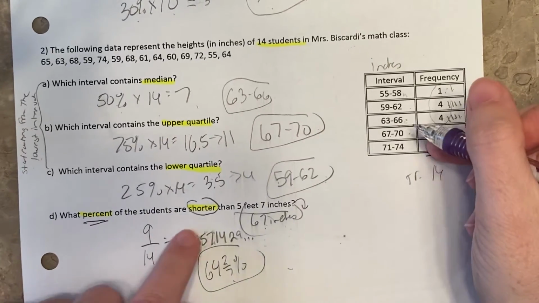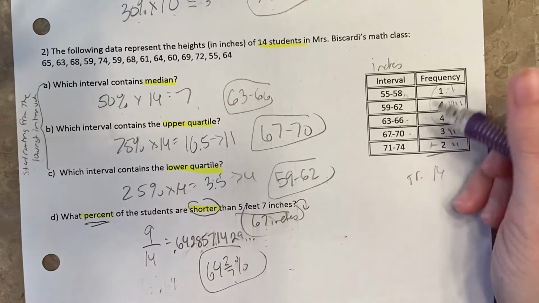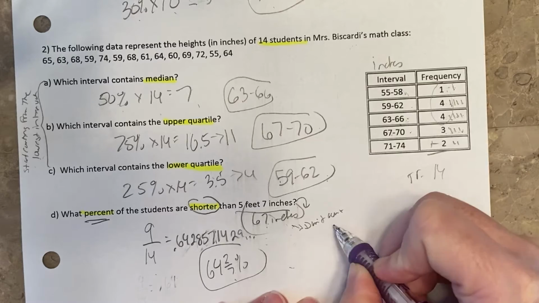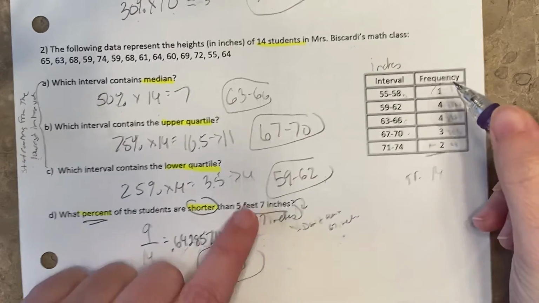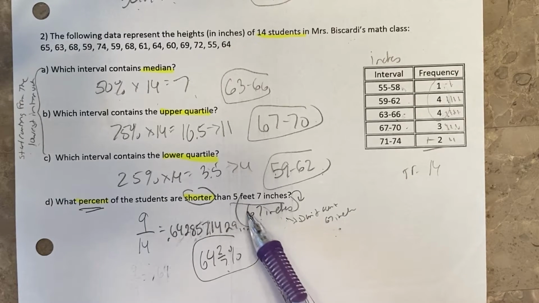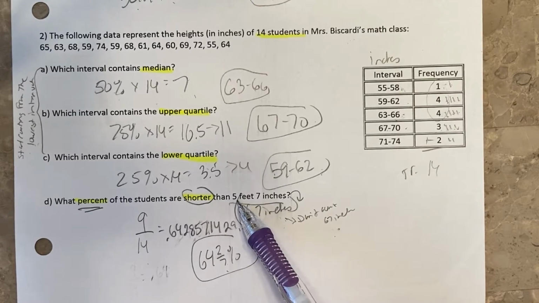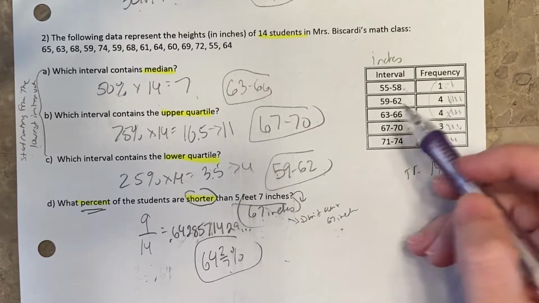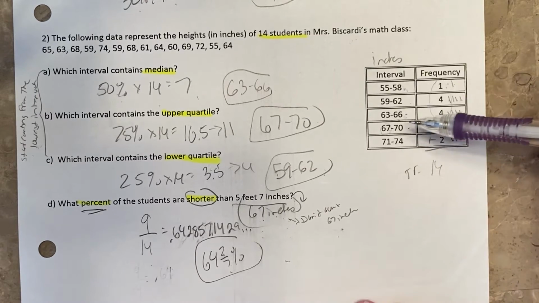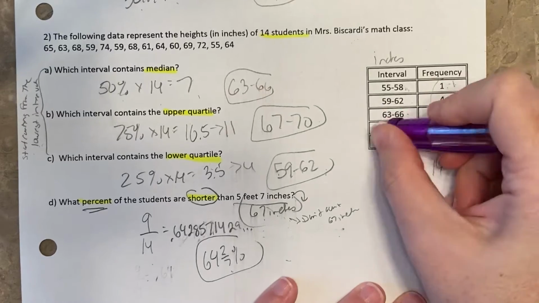What percent of the students are shorter than 5 feet 7 inches? So don't count 67 inches. So first of all, you had to convert that. Okay, 12 inches in a foot. So this is 67 inches. So that's 12 times 5, which is 60, plus 7, 67 inches. So 67, we want shorter. Oh, actually, so don't count 67.